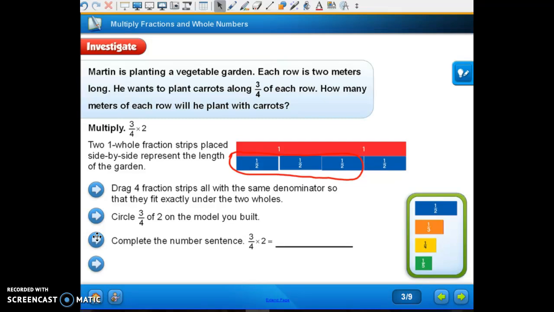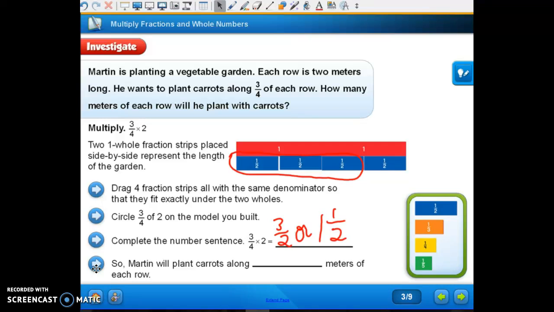Complete the number sentence. 3/4 times 2 is what? How many halves do we have? 3 halves, or what would that be as a mixed number? 1 and 1/2. 2 will divide into 3 one time. We would have a remainder of 1, and we would put that over our 2. Okay? So Martin will plant carrots along 3/2 or 1 and 1/2 meters of each row. Okay, that's what you should have written to fill in your blanks.